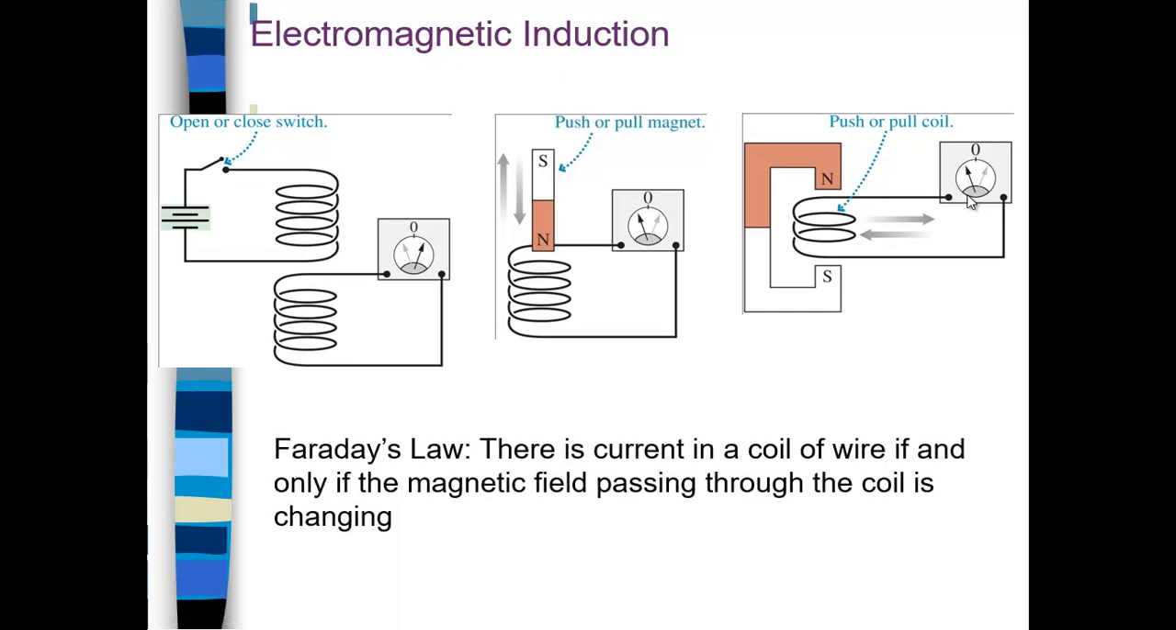Okay, so in Faraday's law, there is a current in a coil of wire if and only if the magnetic field passing through the coil is changing. So you can change the magnetic field by closing a switch, by pushing or pulling a magnet, or by pushing or pulling a coil through a magnet. Then you're changing the magnetic field that's seen through the coil, and that will induce electrical current. That type of current is called induced current.